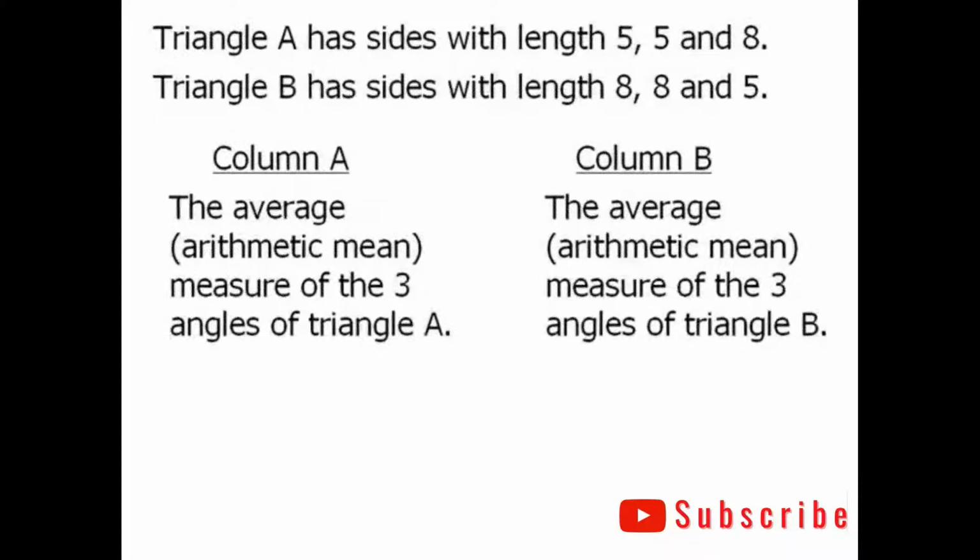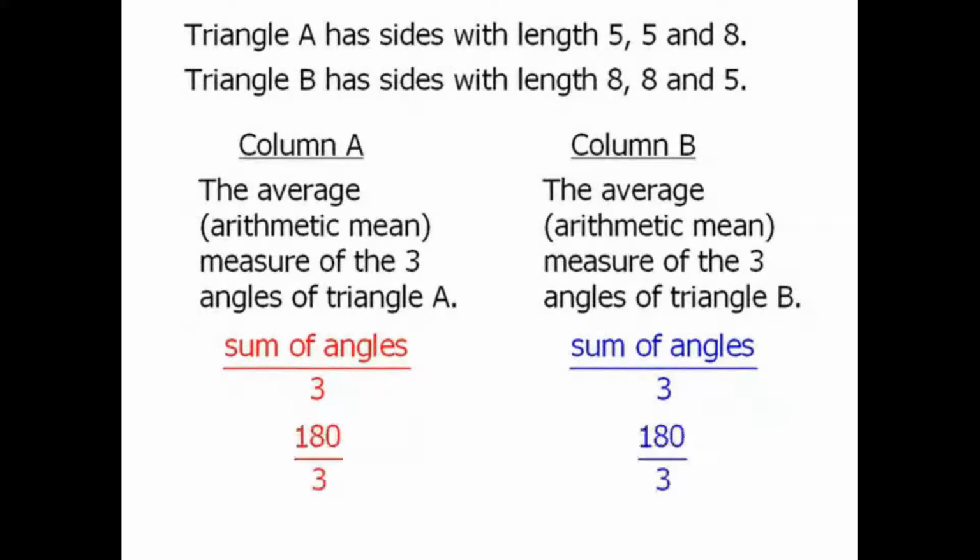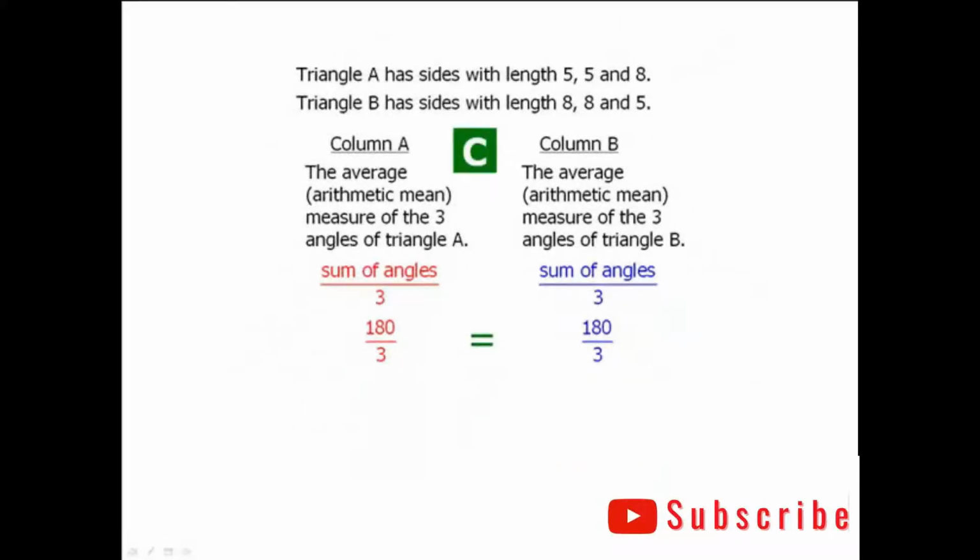To find the average of the three angles in a triangle, we need to find the sum of the three angles and then divide by 3. The important thing to recognize here is that the sum of the angles in any triangle will always be 180 degrees. As such, column A must equal column B, which means our answer is C.